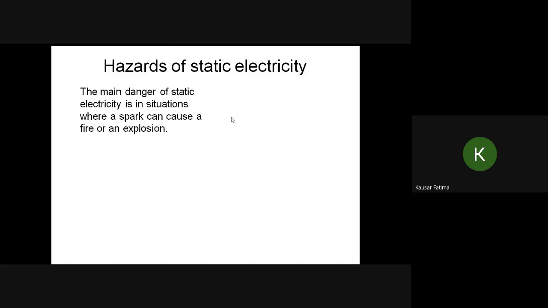Now, hazards of static electricity. It can be dangerous. When a huge amount of charge develops in any body, that may be dangerous. Some examples are the lightning conductor, which was taught in the class in your O2 when you were in O2. So there is another example.